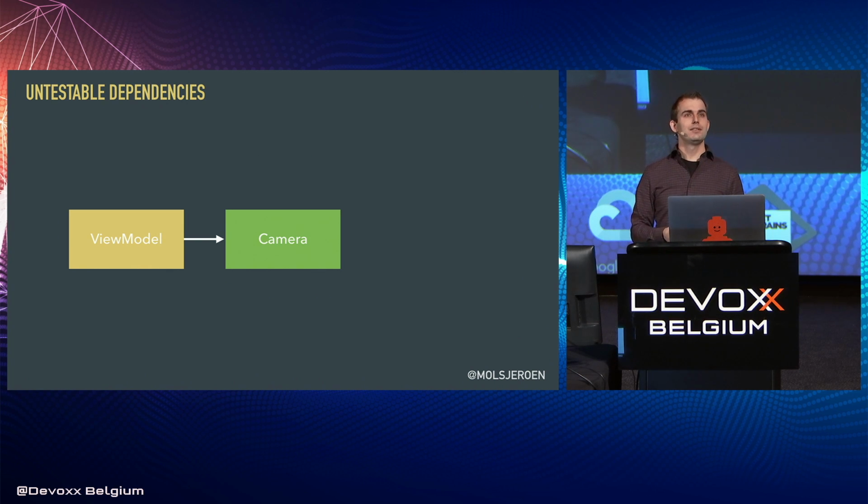And what if you have dependencies that you have no control over? For instance, on Android, it's very convenient. You have a camera class, and the camera class only has static methods. So if you want to build an app that uses the camera, you cannot mock the camera class, except if you use a different framework. But there's actually a very simple trick you can do.